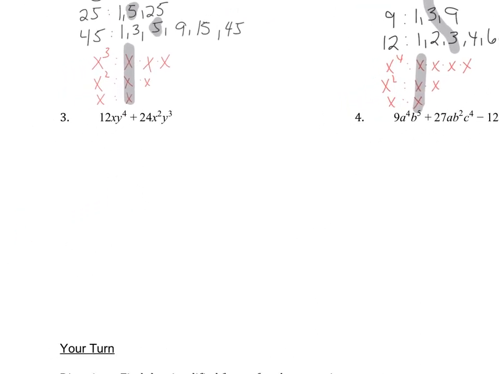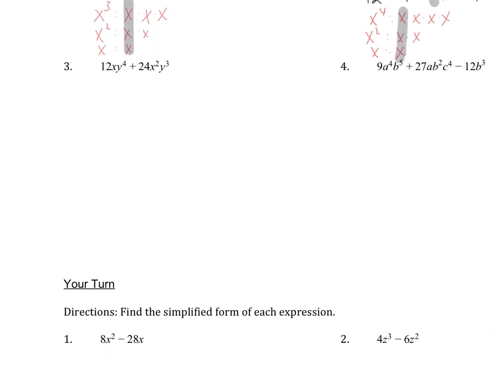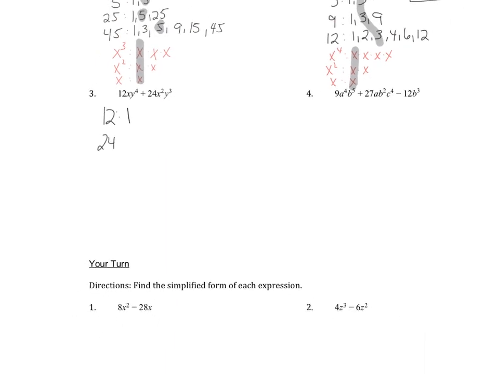All right. Let's look at number 3. So let's start with our numbers again. I have 12 and I have 24. So let's list our factors of 12. We already did that in the last problem, so we can just borrow those. 1, 2, 3, 4, 6, 12, and we're good to go.